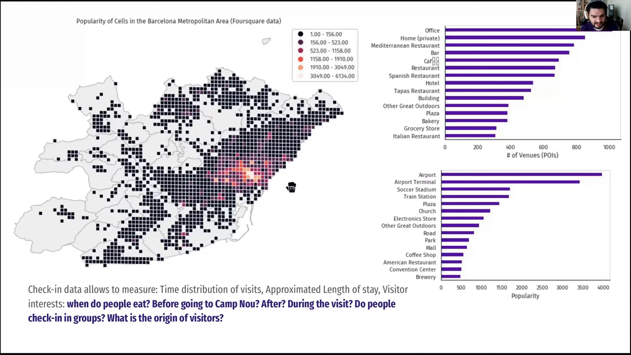So this is very interesting because since you have this check-in data and this data has a date, has a place, you can start to create trajectories for tourists. And you can ask questions such as, when do people eat? What do people do before going to Camp Nou or after going to Camp Nou? Do people check in groups?